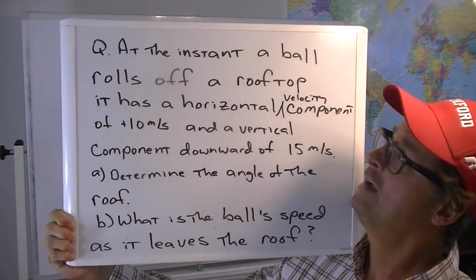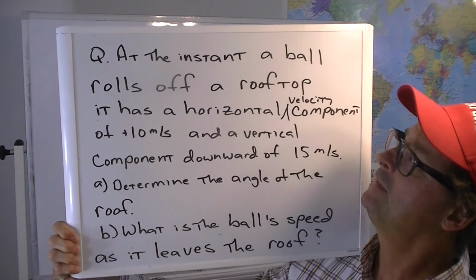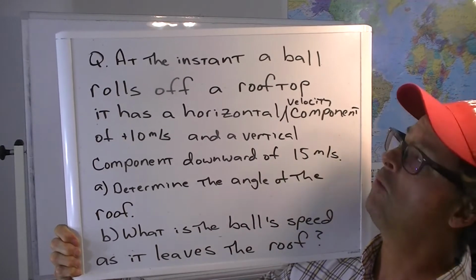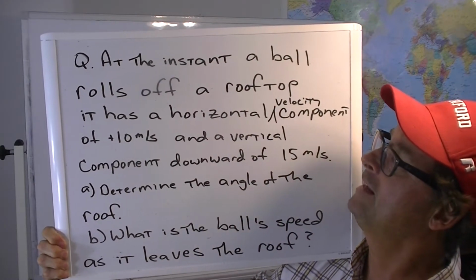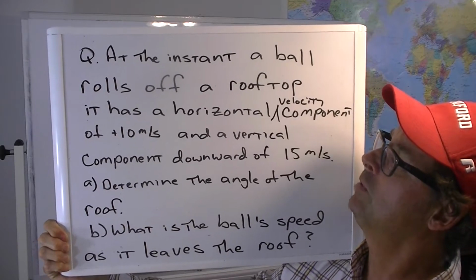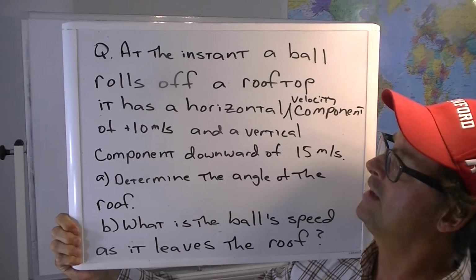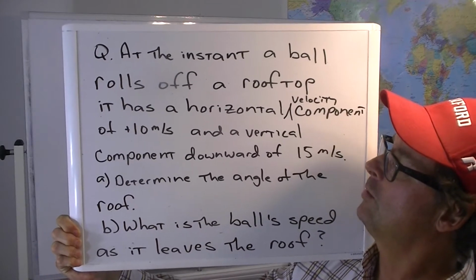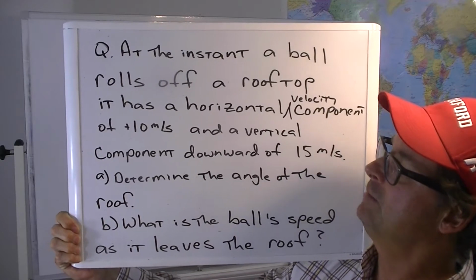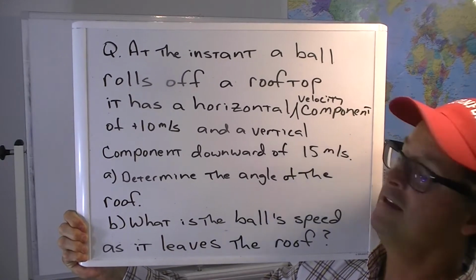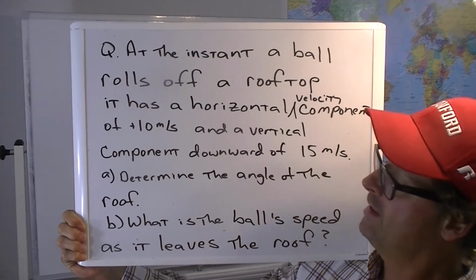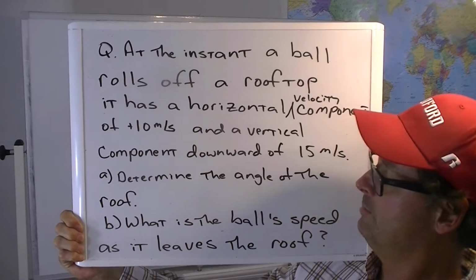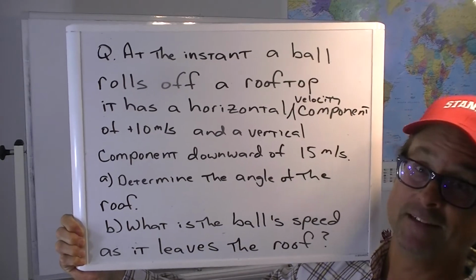In this episode, we're talking about this problem. At the instant a ball rolls off a rooftop, it has a horizontal velocity component of 10 meters per second and a vertical component downward of 15 meters per second. A, determine the angle of the roof, and B, what is the ball's speed as it leaves the roof?